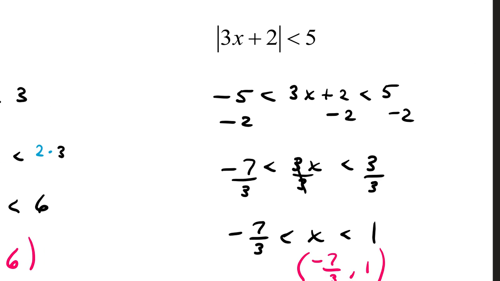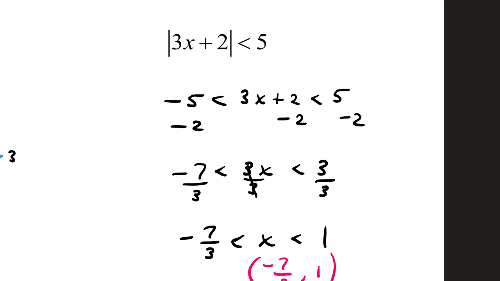Our next example, we have the absolute value of 3x plus 2 less than 5. Again, with a less than, you have to stay within a certain distance from 0 on your number line, in this case specifically 5. So just imagine you're at 0 on a number line, and you can't go more than 5 units away from it. You're going to be trapped between -5 and +5.